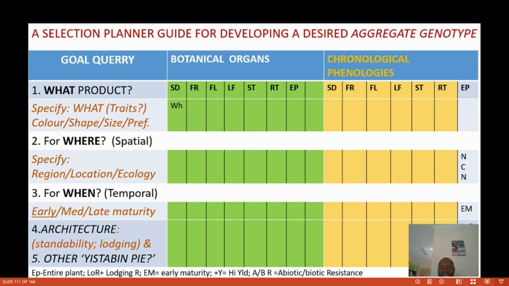Yes, the multi-selection planner. It focuses, just for example, on what product, where, in terms of space, when, and the architecture of the plant. And then, of course, you are looking at the Easterbean pie. You may not breed all of those things at a go in the intermediate that you've derived from the pre-breeding.